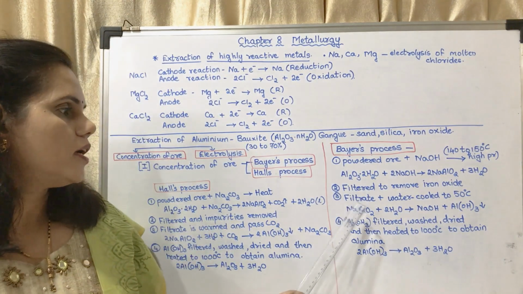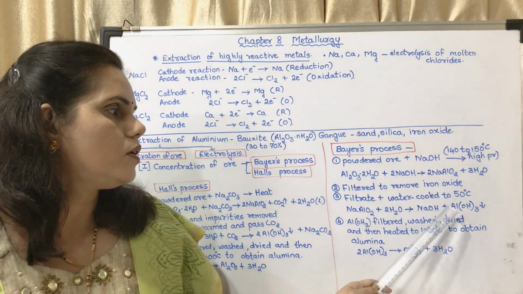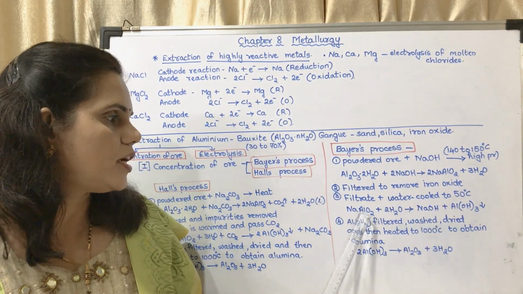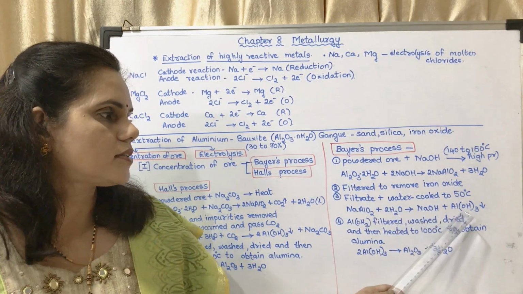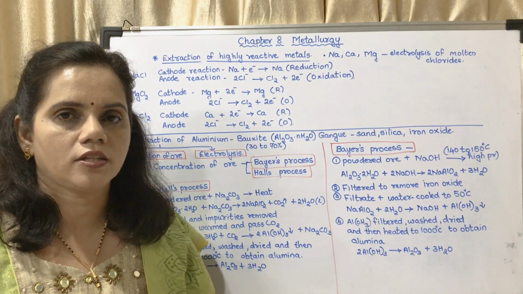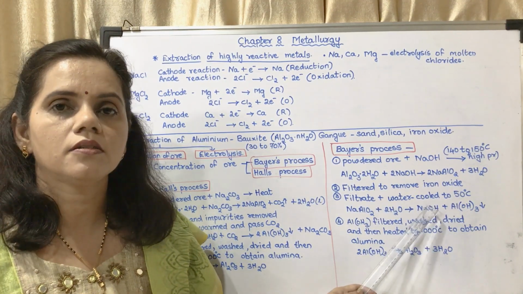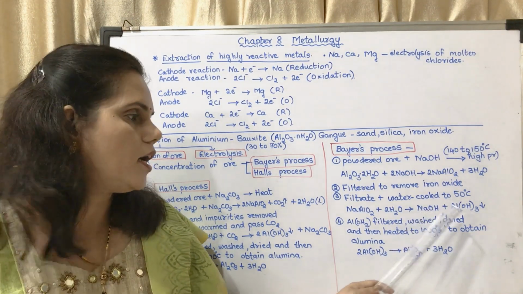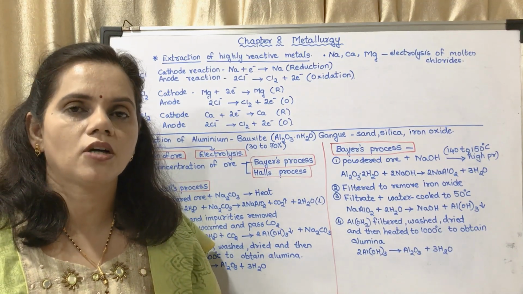Now that filtrate is treated with water and cooled to 50 degrees Celsius. At this time what will happen? Sodium aluminate will react with water to form sodium hydroxide and aluminium hydroxide. The sodium hydroxide is in the form of a solution, that means it will be dissolved in water, and the aluminium hydroxide you will get in the form of a precipitate, that means in the solid form.